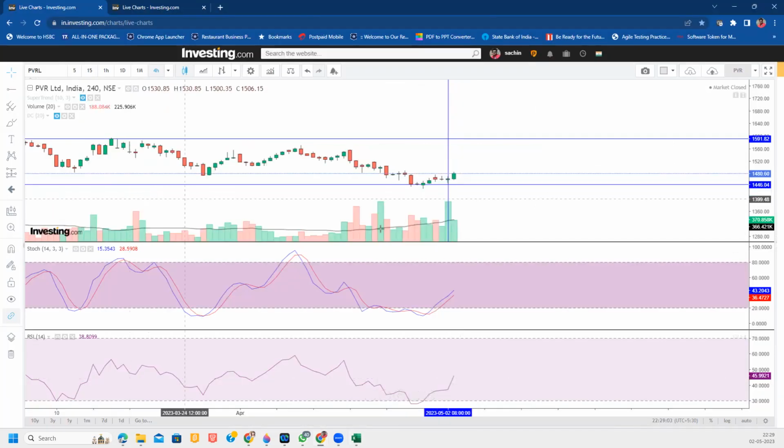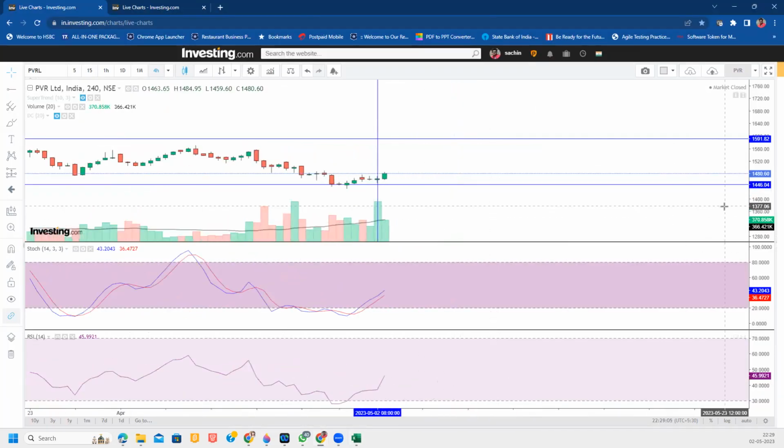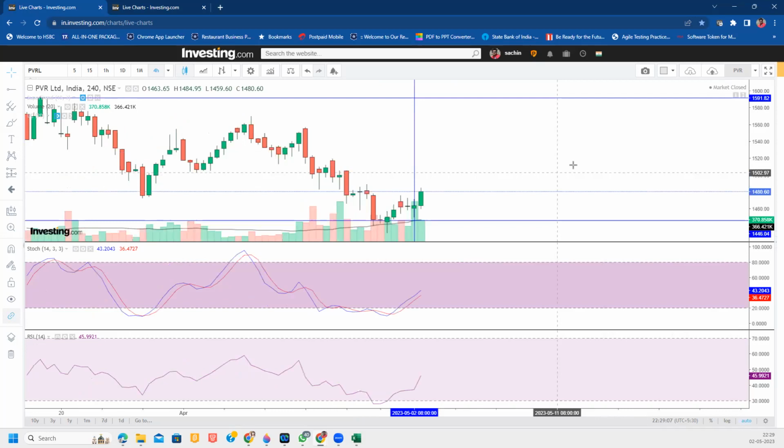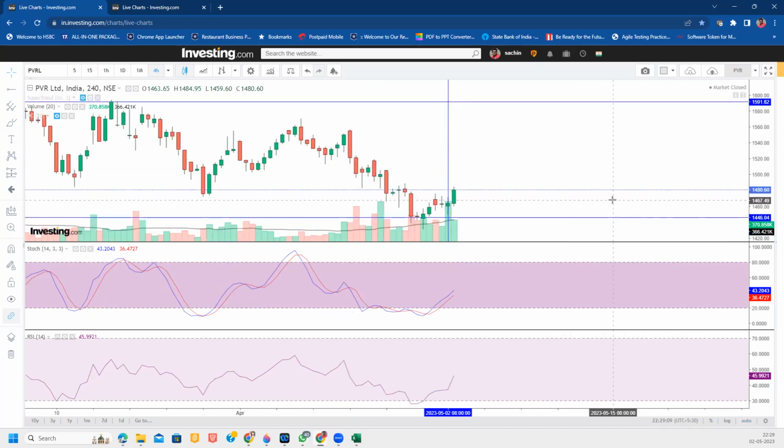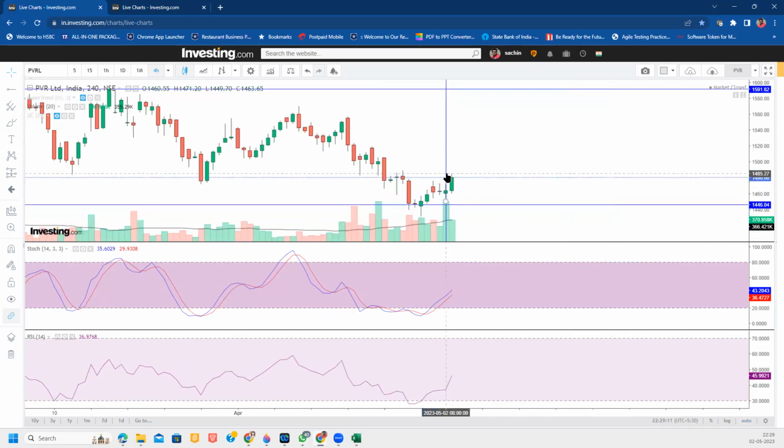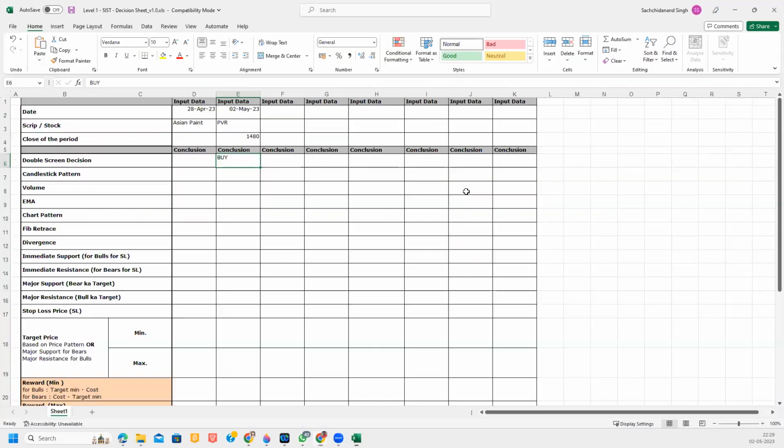Candlestick pattern. If you look at the standard candlestick pattern, suppose we are doing the analysis for tomorrow, so we are doing the analysis on the last candle. The last candle is a reasonably big green candle. That means it's bullish, and bullish means buy. So the candlestick pattern is also giving a buy signal.